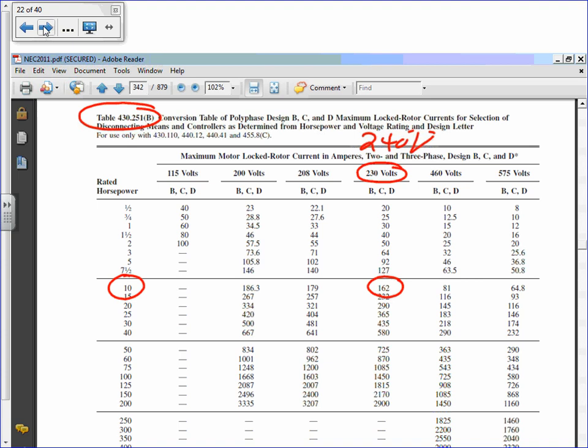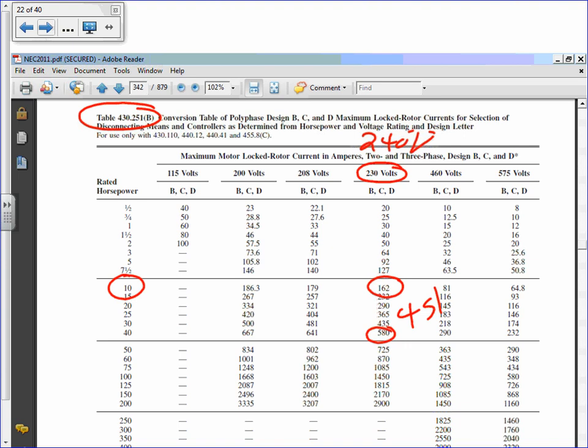451, here you go. So here's the table that we use. I have 451, 450. So I should be at 580. Everybody can see that? Because my 451 is above 450, I have to go to the next standard.